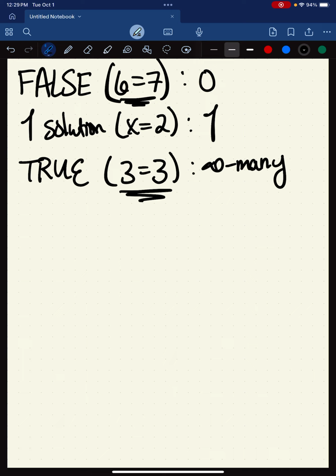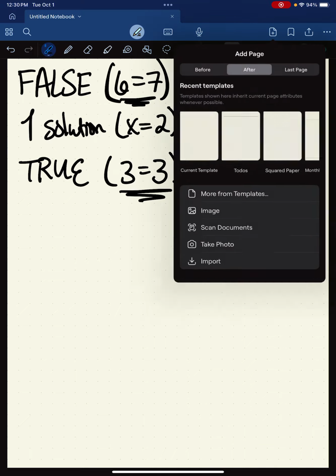So let's work some examples from what we've seen before, using properties of equality and such, and we can see how many solutions there are. Generally, you're going to find that there's one solution.